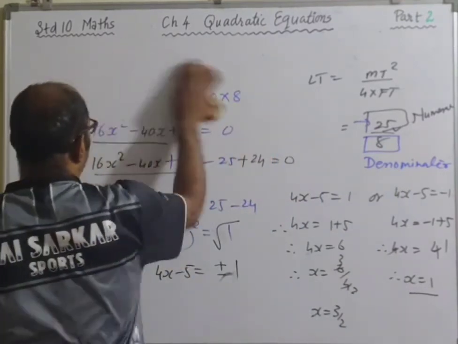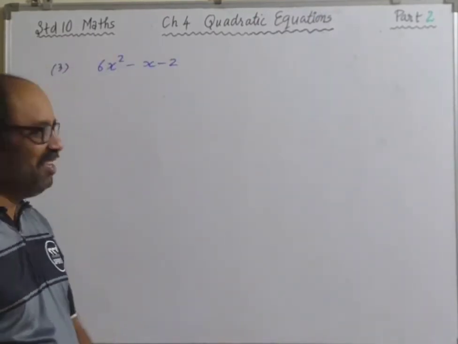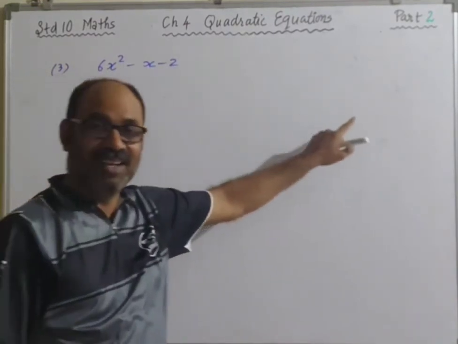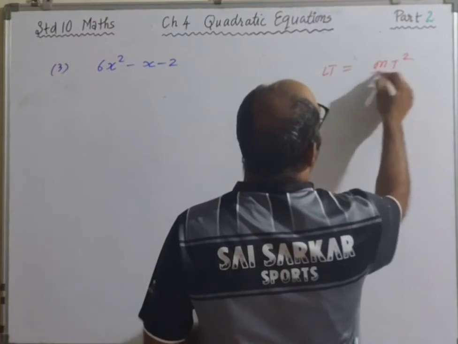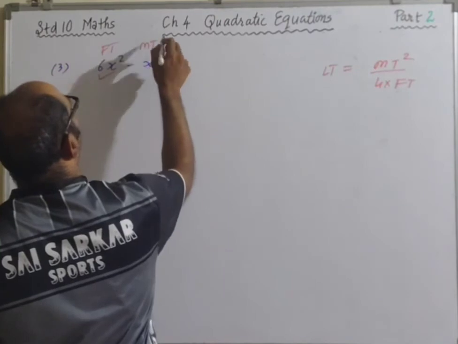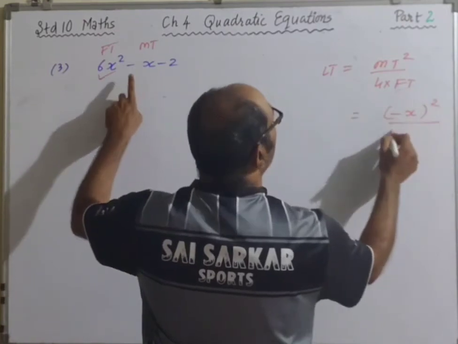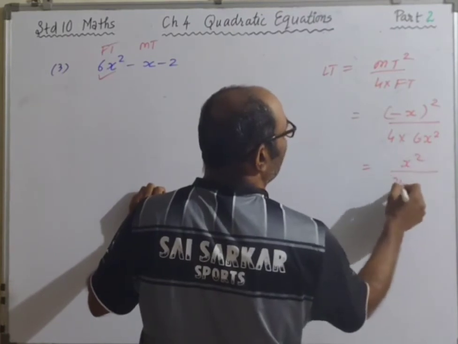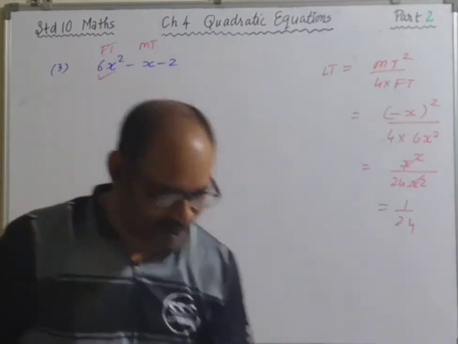Now let's see number 3. That's the one. Number 3. Let's see. Is your first term a perfect square? No. So your last term would be a fraction. Okay, last term is middle term square upon 4 into first term. This is your first term and this is the middle term, forget this. Middle term is minus x whole square. 4 into first term is 6x square. All right, minus becomes plus, x square upon 24x square. x square gone. So 1 upon 24.